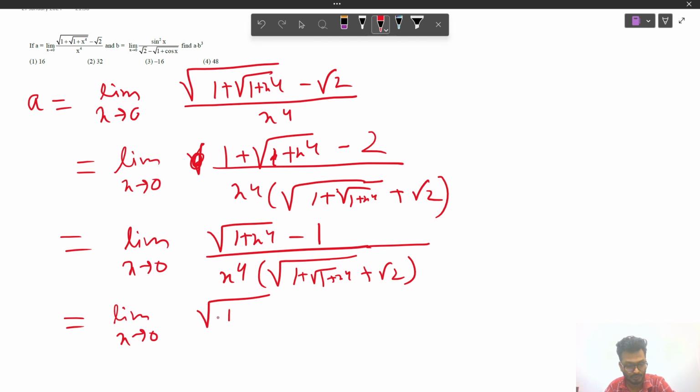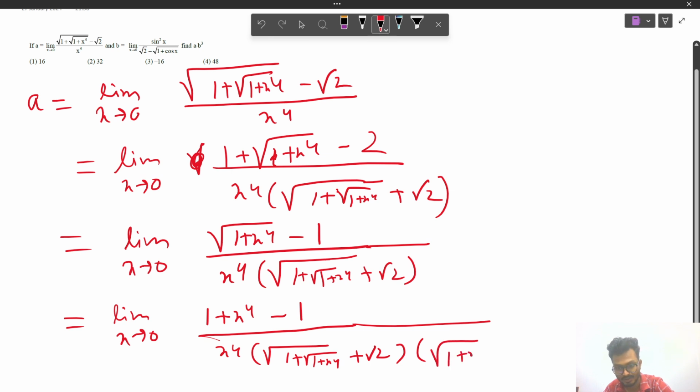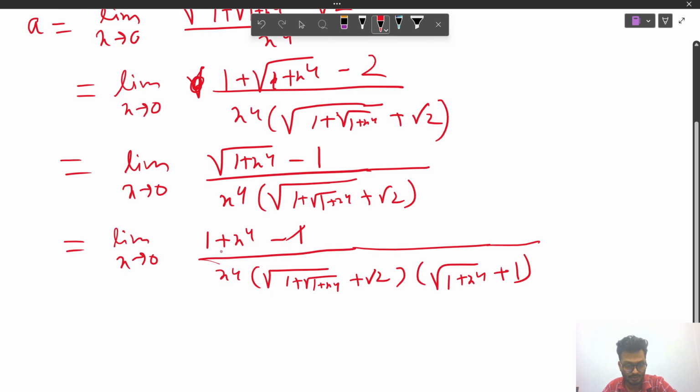Now again we rationalize. The root will be cancelled, so we get 1 plus x to the power 4 minus 1, divided by x to the power 4 into root over (1 plus root over (1 plus x to the power 4)) plus root 2, into root over (1 plus x to the power 4) plus 1. These same things we multiply, just change the sign. So these things will get cancelled, and as the limit x tends to 0, x is not 0, so this will also cancel.